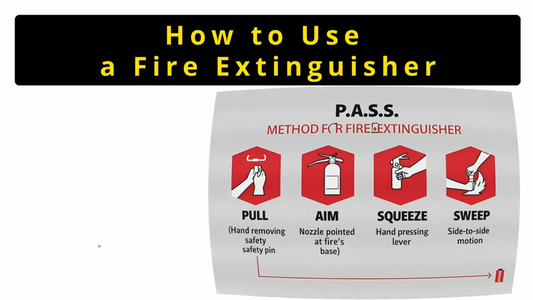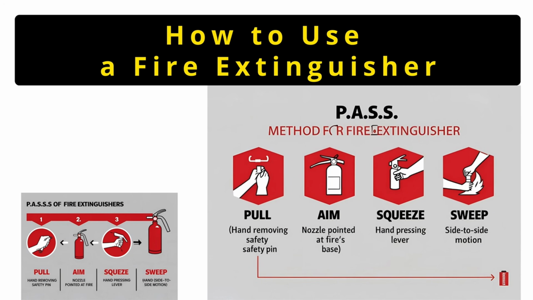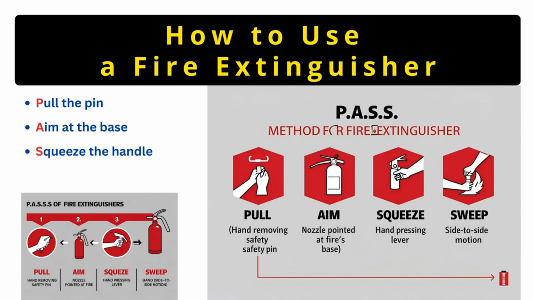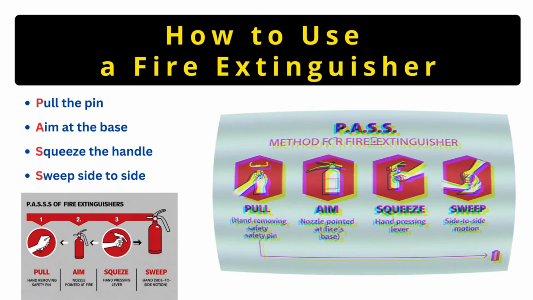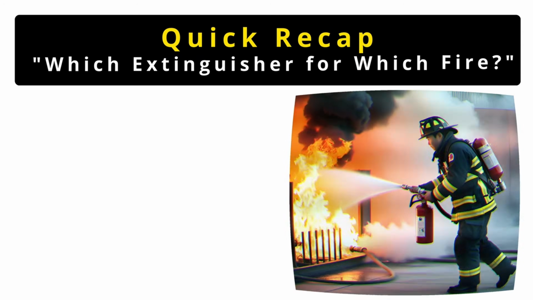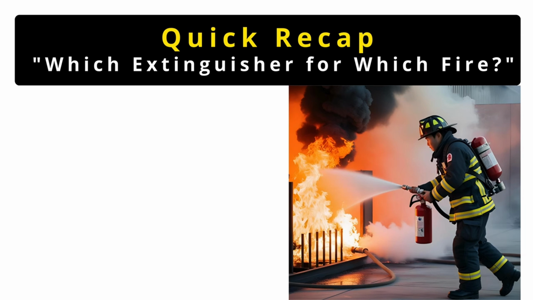Now that you know the types, here's how to use one effectively. Remember the PASS method. Pull the pin, aim at the base of the fire, squeeze the handle, and sweep from side to side. And always ensure you have a clear escape route. Safety first. So there you have it, the essential guide to fire extinguishers.